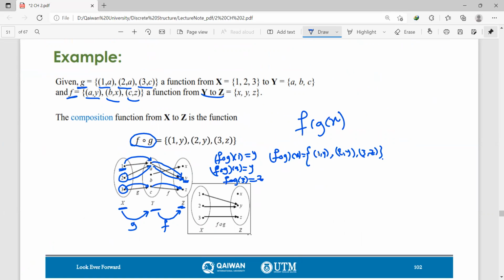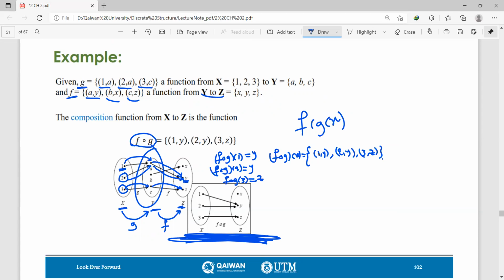Okay? And this is the diagram. 1 goes to Y, 2 goes to Y, and 3 goes to Z. This is for F circle G. F circle G is a function from X to Z. As you see here, Y is skipped. We only have X and Z.